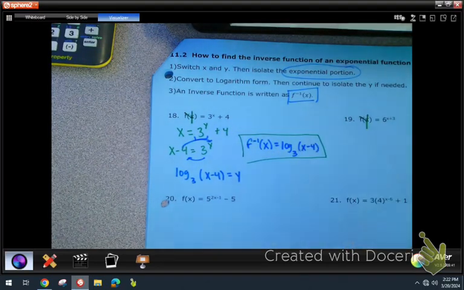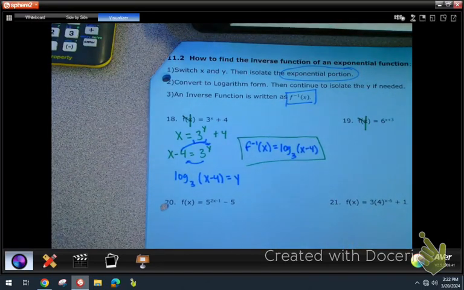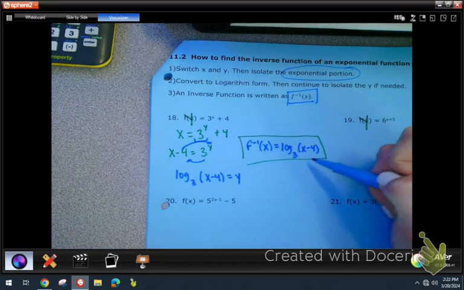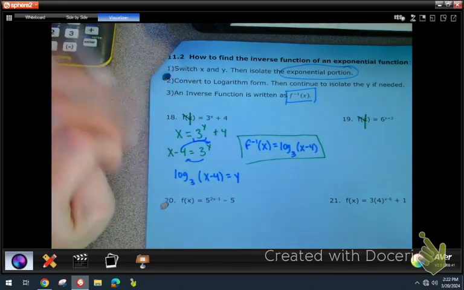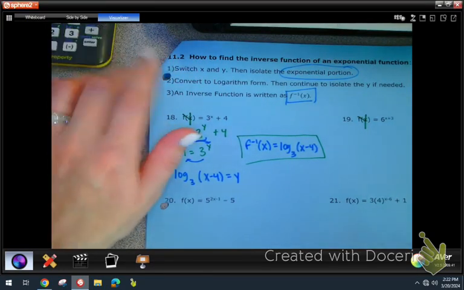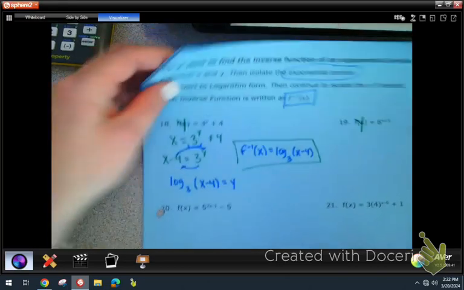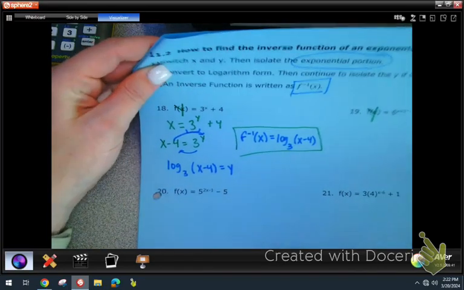Now, this was a really basic one, so there wasn't a whole lot more to do as far as isolating goes. They will get more involved, and we'll work some of those, but this is kind of what I'm looking for. I also want your arguments to always be wrapped in parentheses, especially if there's stuff you have to do after you convert. You want to make sure that you keep those arguments in parentheses there, okay? Let's try 21, and then I'll have you guys try the rest.